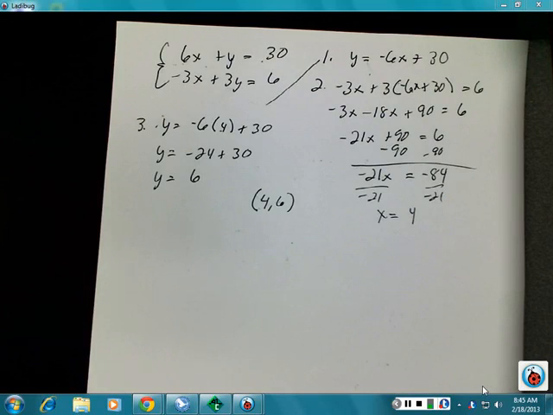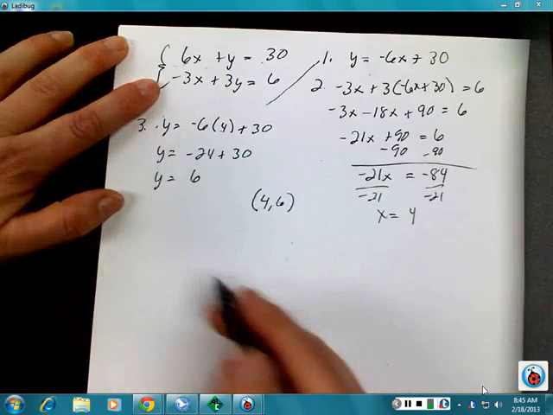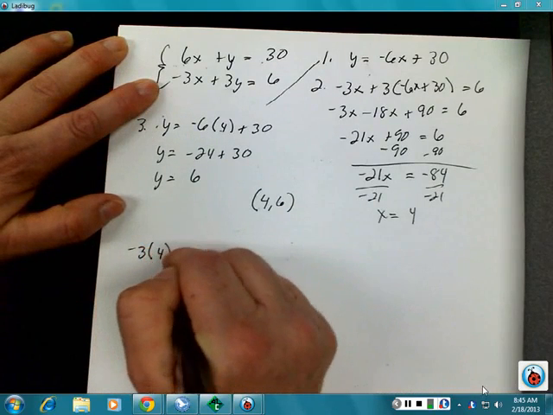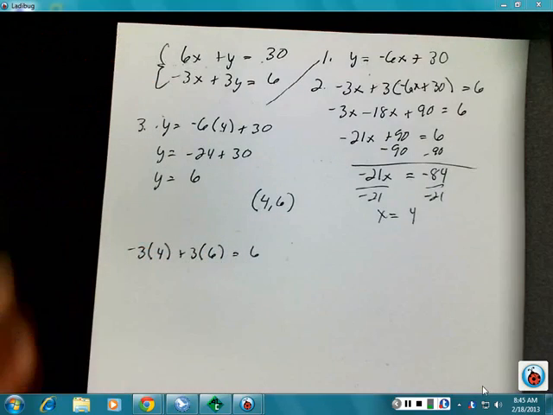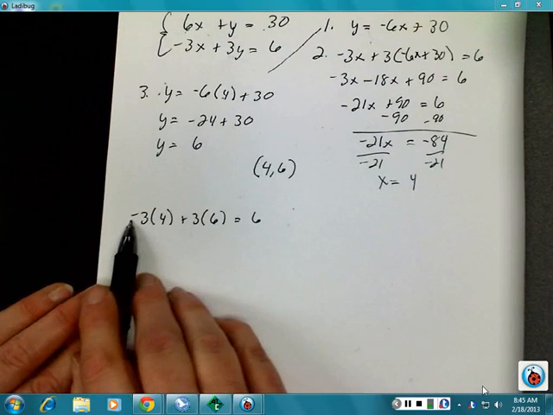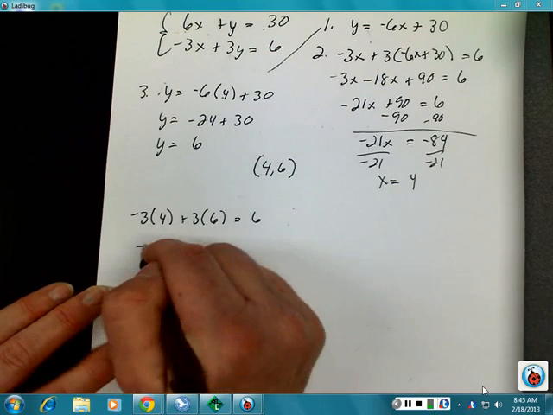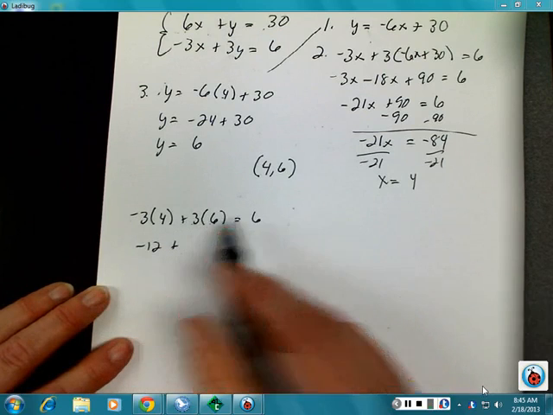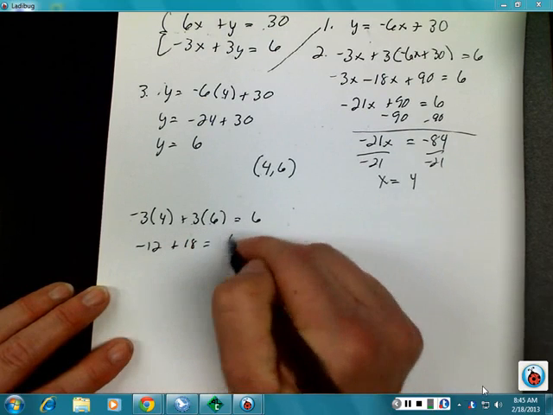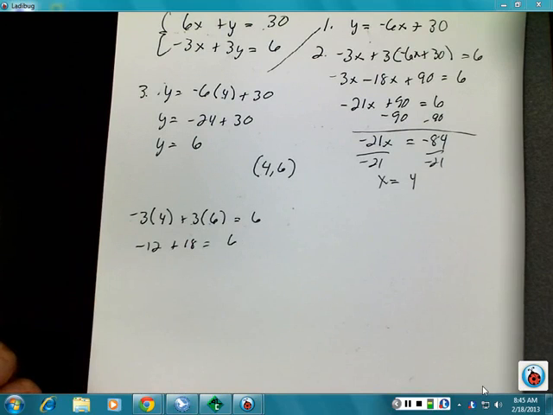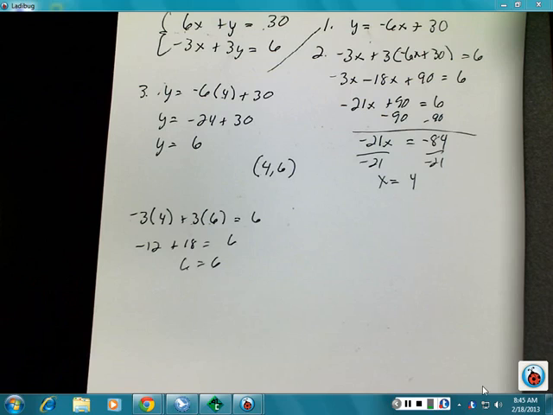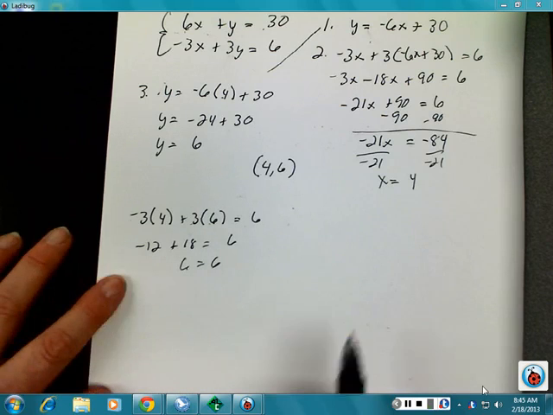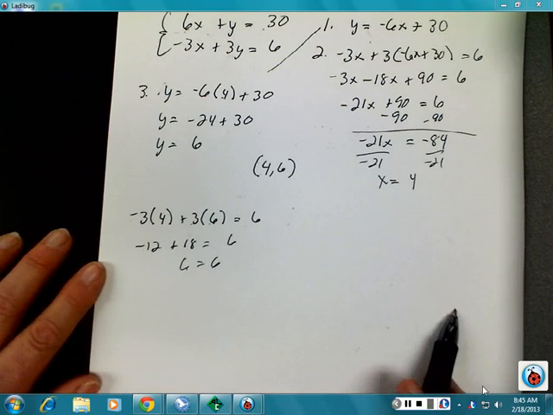And then if I want to make sure it's true, plug it back in. Negative 3 times 4 plus 3 times 6 should equal 6. Negative 3 times 4 is a negative 12. 3 times 6 is 18. And a negative 12 and 18 does equal 6. So yay, I did it right. Okay? What do you think? Yes? No? Need to do another one?